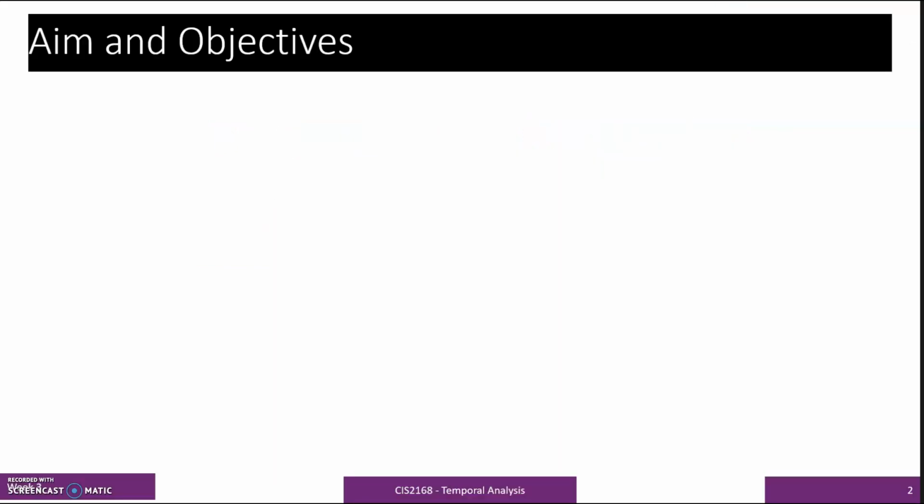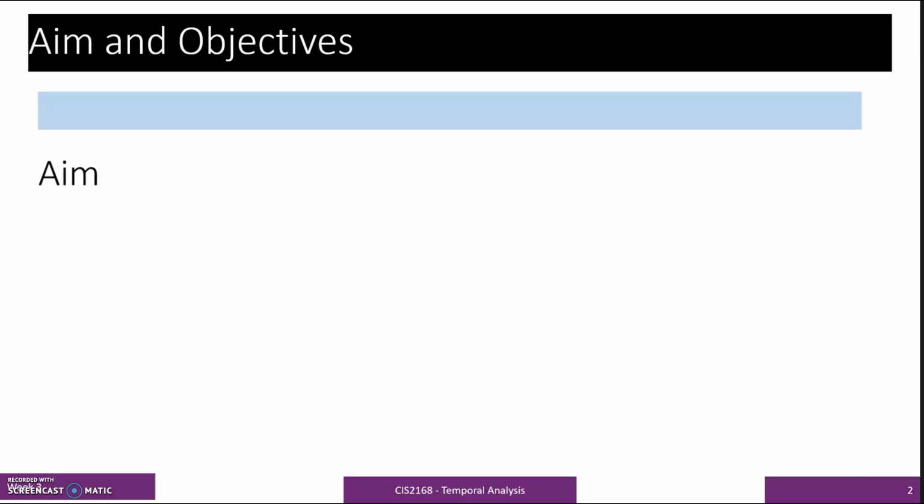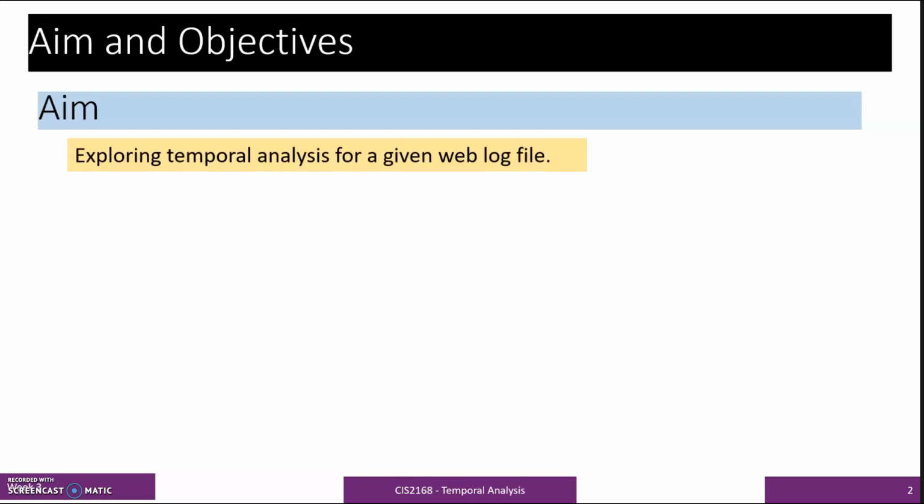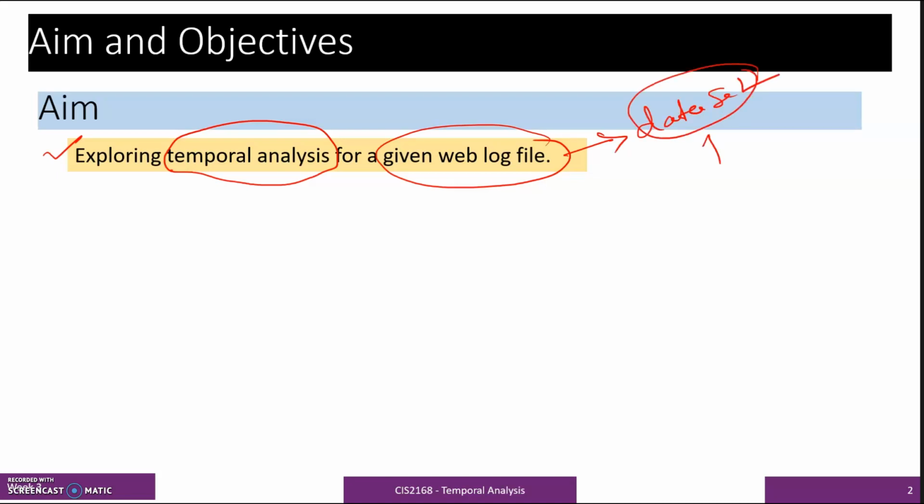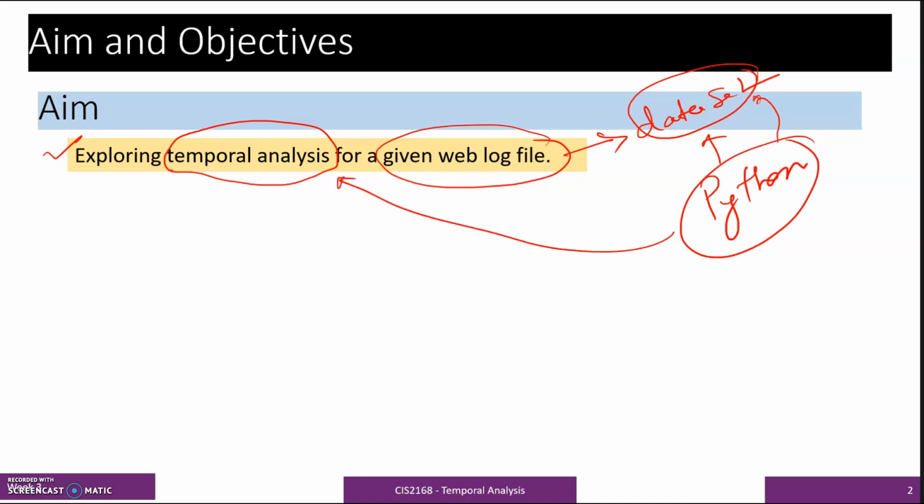In this session, I have framed aim and objectives. So in this slide, I have presented the aim and objective for this session. As far as the aim of this session is concerned, it is exploring temporal analysis for a given weblog. This weblog we will treat as our data set, and we'll use Python programming to work on this data set for temporal analysis.